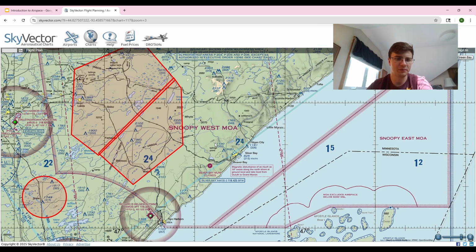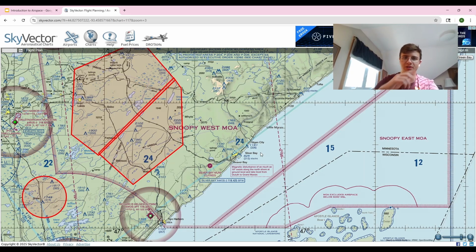It's important to know if you plan on flying through a MOA, if it is active or if it's not. The easiest way to find out if a MOA is active or not is to contact ATC. If a MOA is active or it is hot, I do not recommend flying through that area, as it could be hazardous to your flight.